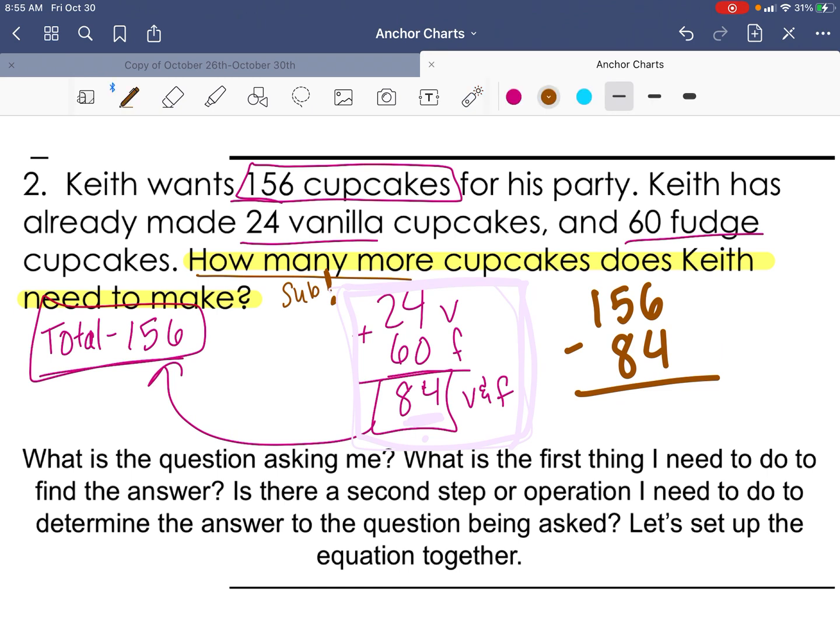And then you're going to tell me blank cupcakes. The difference is whatever the answer is, cupcakes. And that's what you're going to write in the box on the worksheet. Okay? All right, good job.